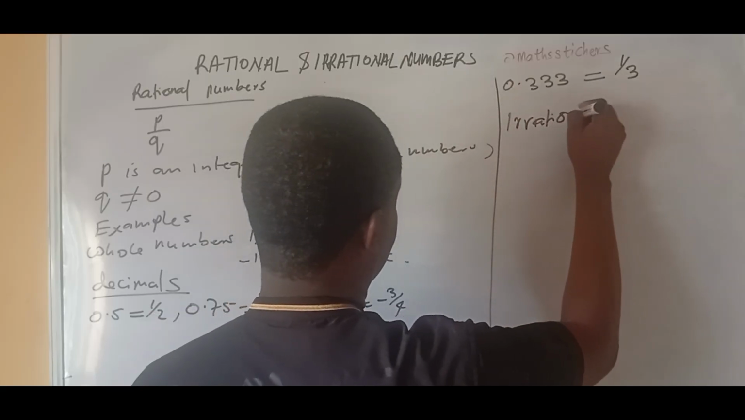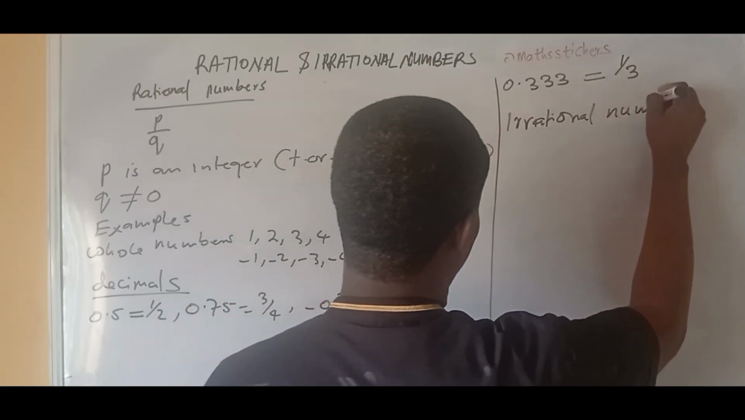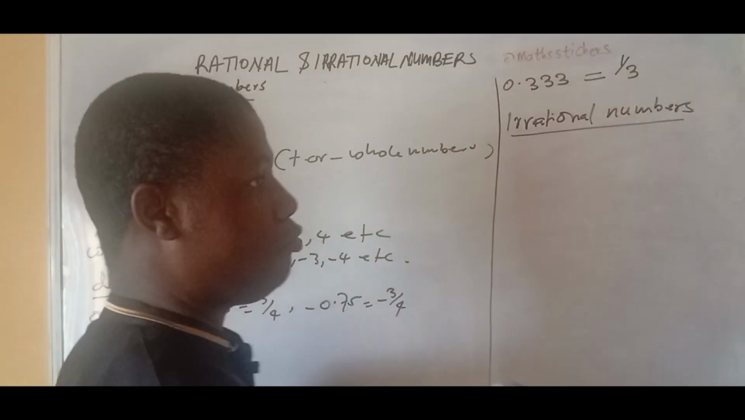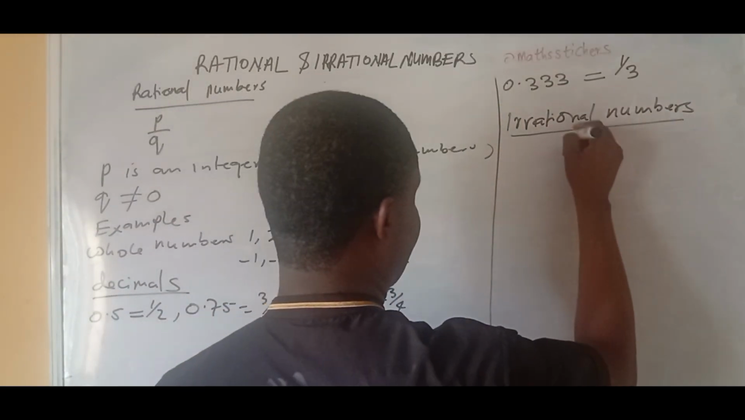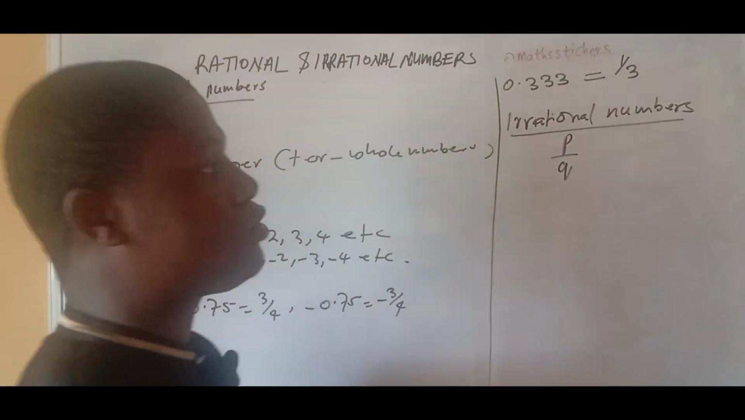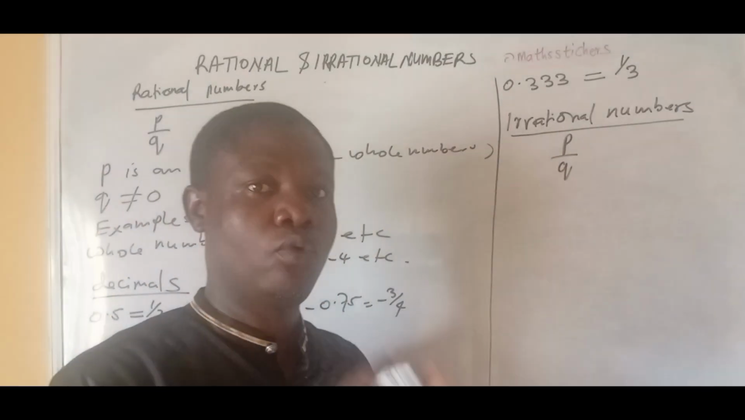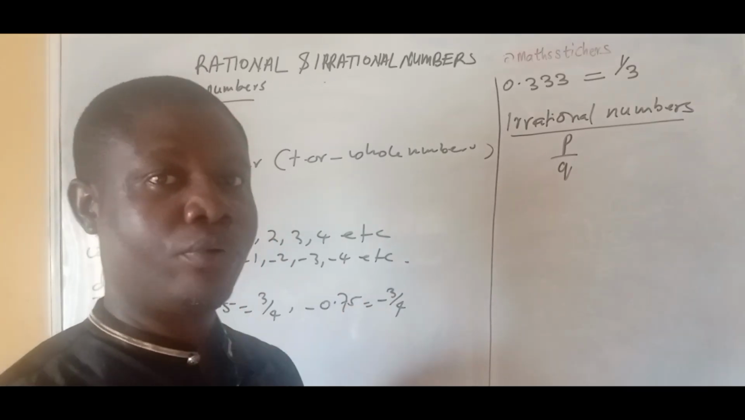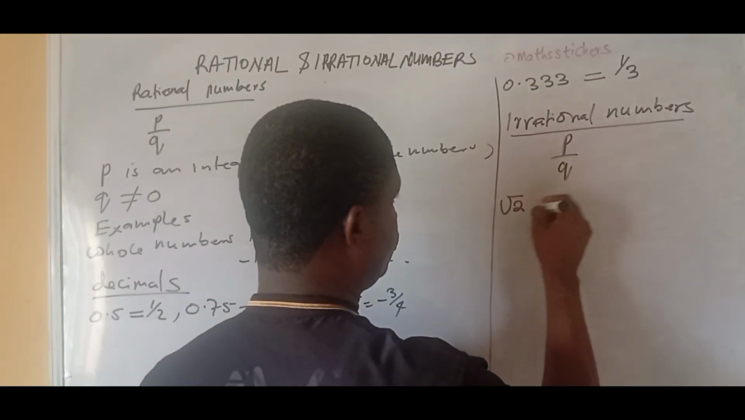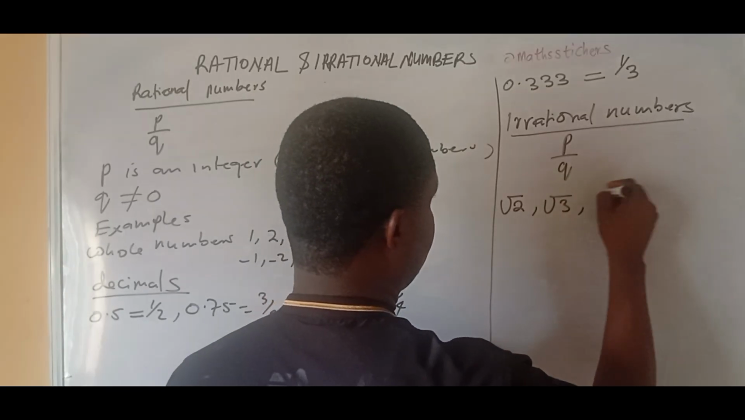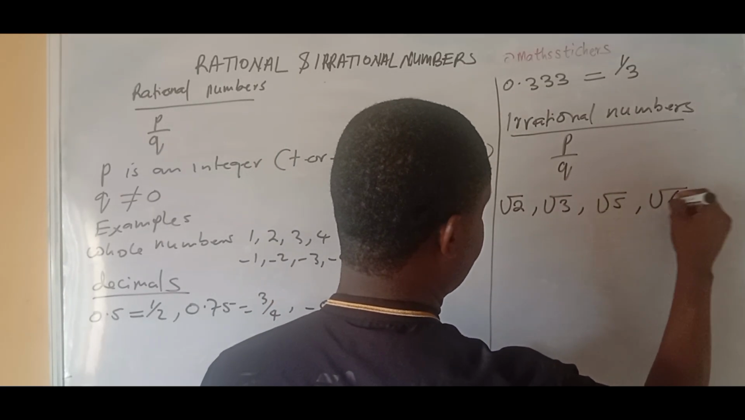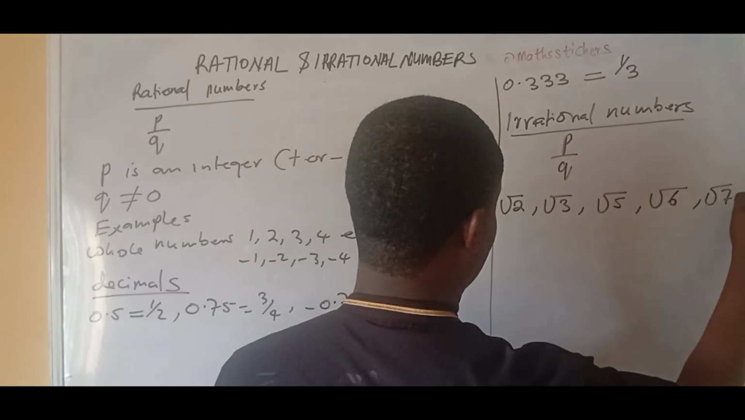So let's look at irrational numbers. When we talk about irrational numbers, these are numbers that cannot be expressed in the form of a fraction. So they cannot be expressed like P over Q. Okay. Now, these numbers, we don't know their exact value. What we make use of is their approximate value, such as the square root of 2, the square root of 3, the square root of 5, the square root of 6, the square root of 7, and so on.